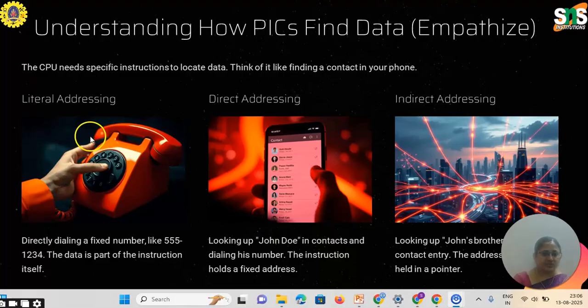In this picture, we see that it is directly dialing a fixed number like 555-234. The data is part of the instruction itself, so it means a constant value representation. The second one is direct addressing, like looking up John in contacts and dialing his number. The instruction holds a fixed address, from which we select the contact in our cell phone. The next one is indirect addressing, like looking up John's brother via John's contact entry. The address is dynamically held in a pointer.